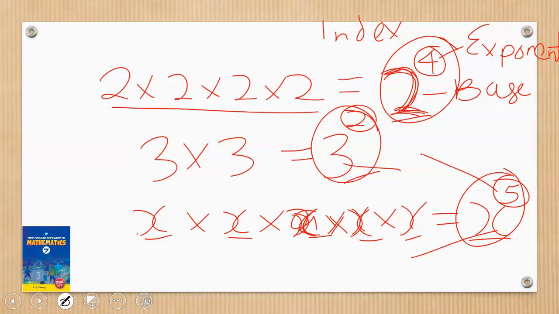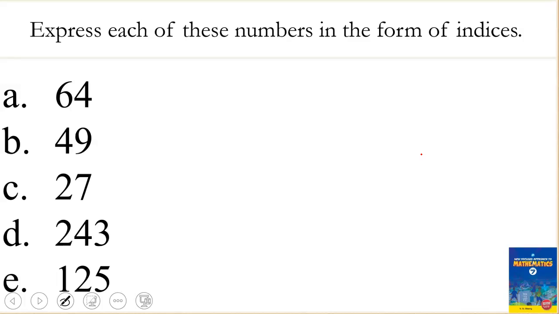Now our major target here is to learn how we can write a particular number in an index form or indices form. Let's take for example 64. We want to write 64 in an indices form. So the question is, we search for a number that when we multiply it by itself a number of times, we'll get 64. So I can look at the least number I can use.